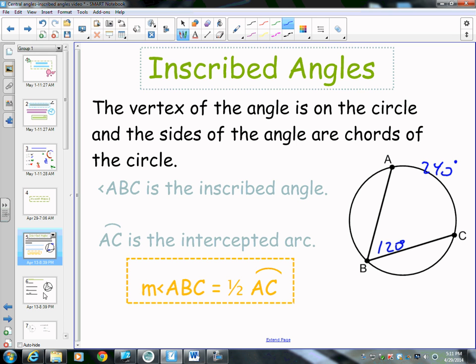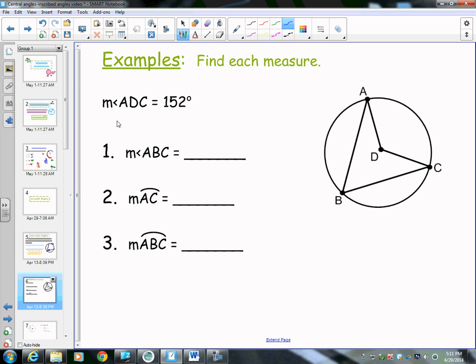So let's go ahead and look at an example. Okay, so this says that the measure of angle ADC is 152 degrees. Well, this is a central angle, meaning that the intercepted arc is the same. So this is also 152 degrees. But I want to find this angle, ABC. So how do I find this angle right here?